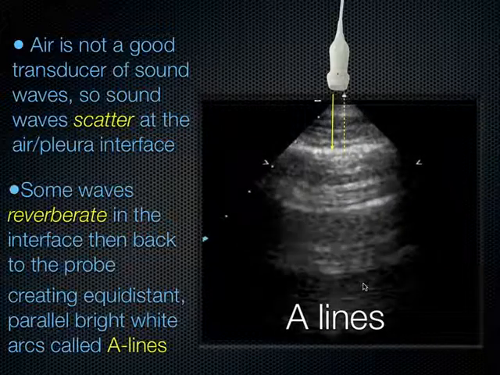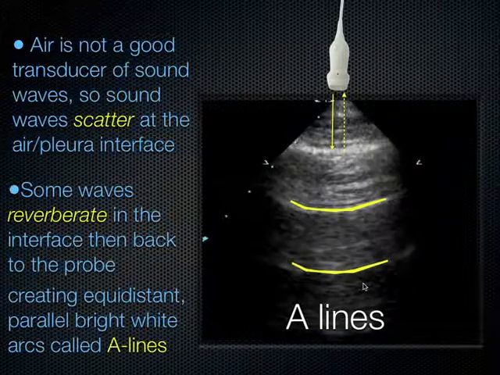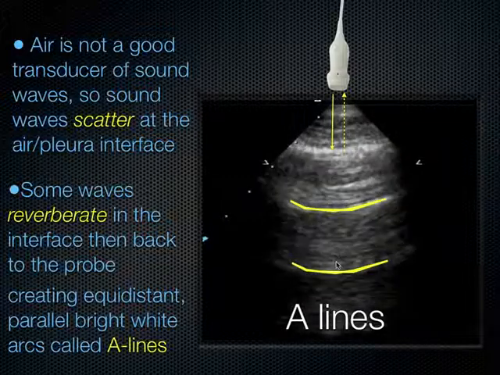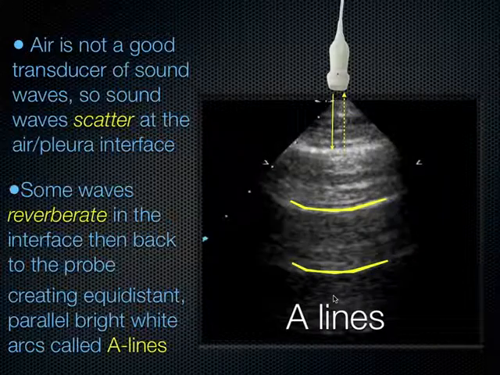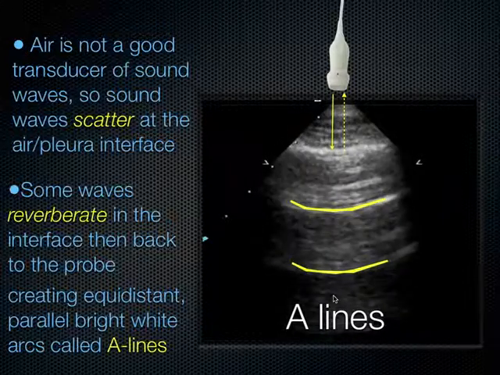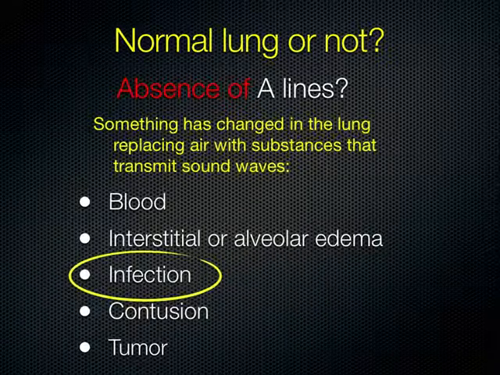So there's the pleural line, and then there's the first A line, and then there's the second A line. And they repeat at this equidistant interval. And that's normal. That's what we expect to see in normal lung, although sometimes you can see this with pneumothorax. But what we're talking about right now is infection or pneumonia. And so it's when you lose those A lines, there's absence of A lines, that there's something that's changed in the lung that replaces the air with some kind of substance, whether it's fluid or infection, that can transmit sound waves.